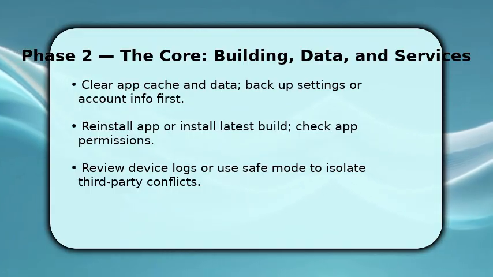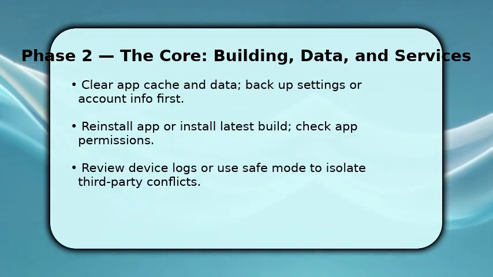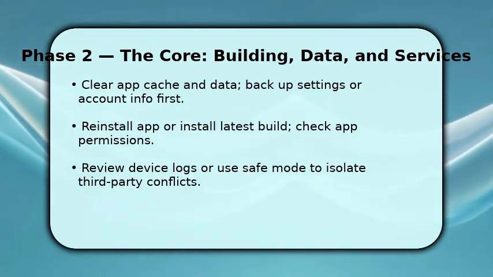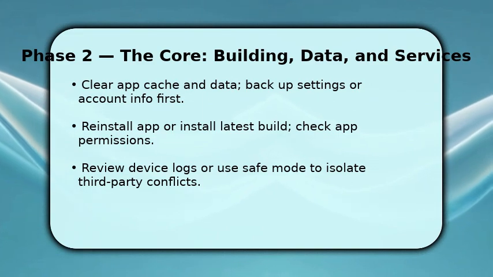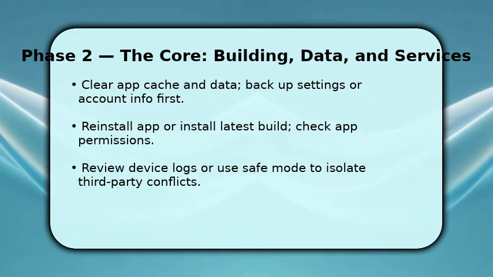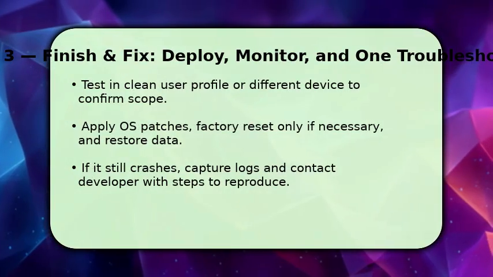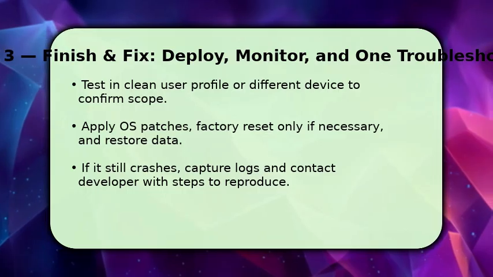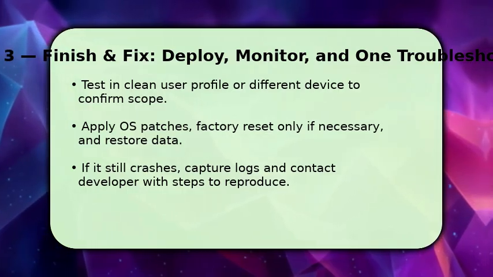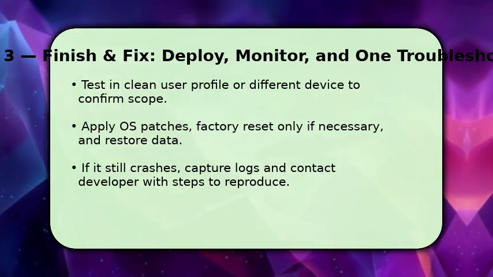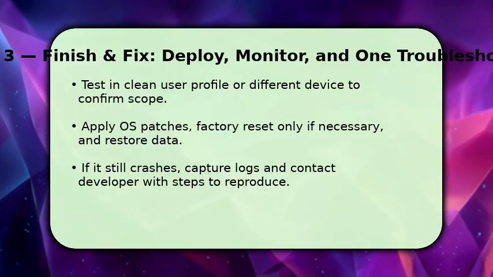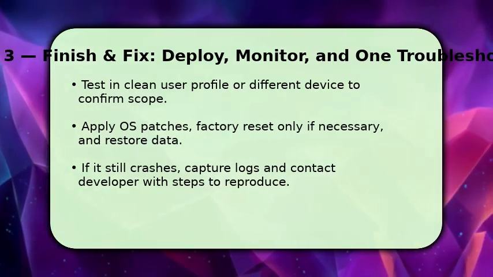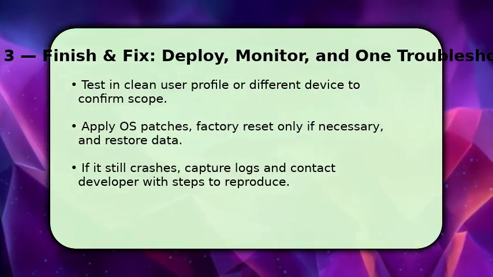Finally, inspect device logs or boot into safe mode to determine whether a third-party app or background service is colliding with the app's processes. To finish, reproduce the crash in a clean user profile or on another device to confirm whether it's device-specific or systemic. If the problem is local, apply pending OS patches. Use a factory reset only as a last resort and restore data carefully.